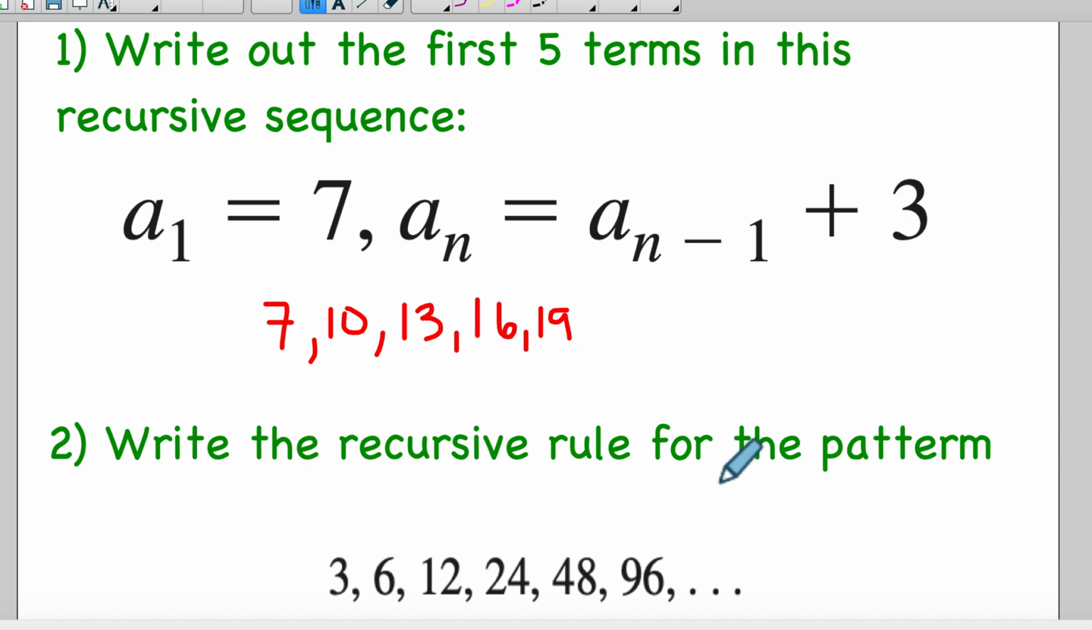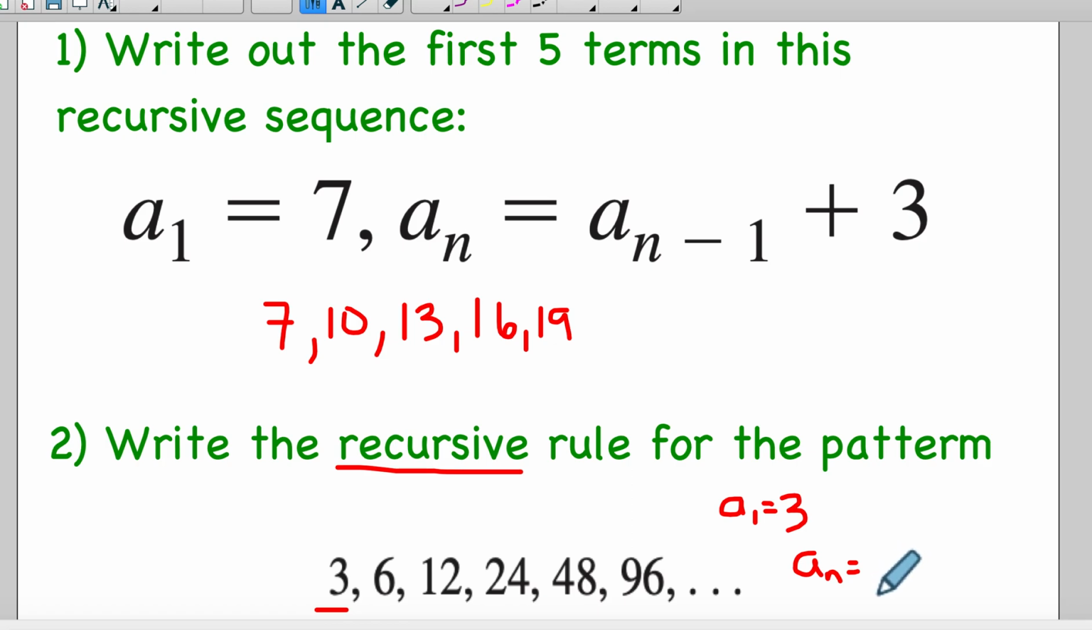And that's it. And then this one, I want you to write the recursive rule. So again, if it's a recursive rule, we need to give them the first term. So we would say a sub 1 is whatever the first term is, which is 3 in this case. And then how do I get from 3 to the next term to the next term? And you can see they're all just doubled. If I double 3, I get to 6. I double 6, I get to 12. I double 12, I get to 24. So then the nth term would just be the previous term doubled.